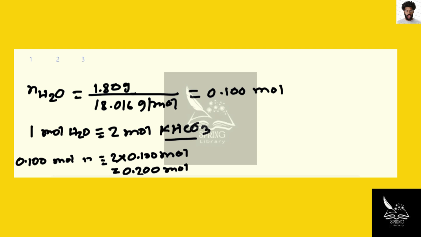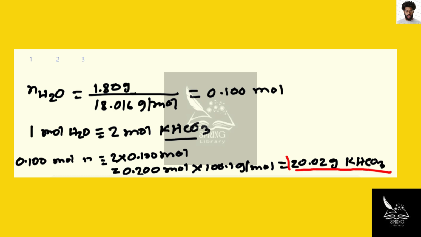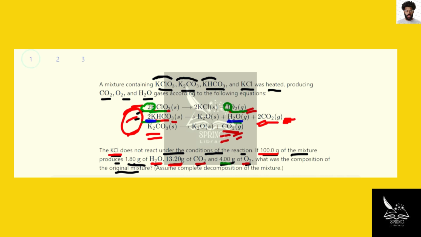mass of KHCO3 reacting by simply multiplying the number of moles of KHCO3 by its molar mass, which is 100.1 gram per mole, and this will give us a value of 20.02 gram KHCO3. So this is the mass of KHCO3 which is present in the mixture. So we have got the mass of KClO3 and KHCO3.